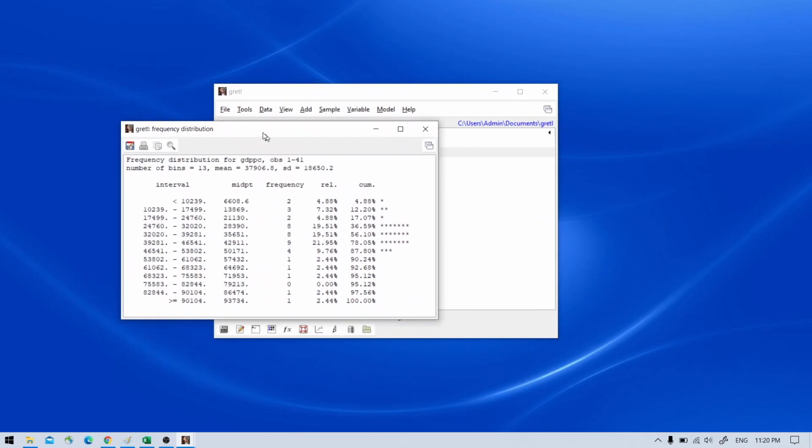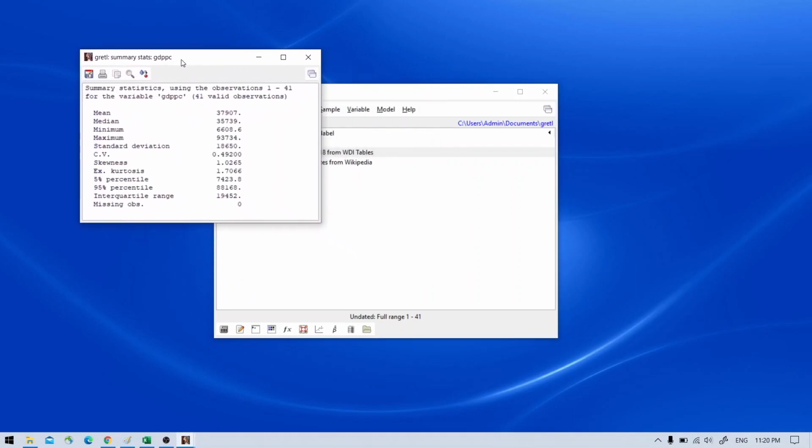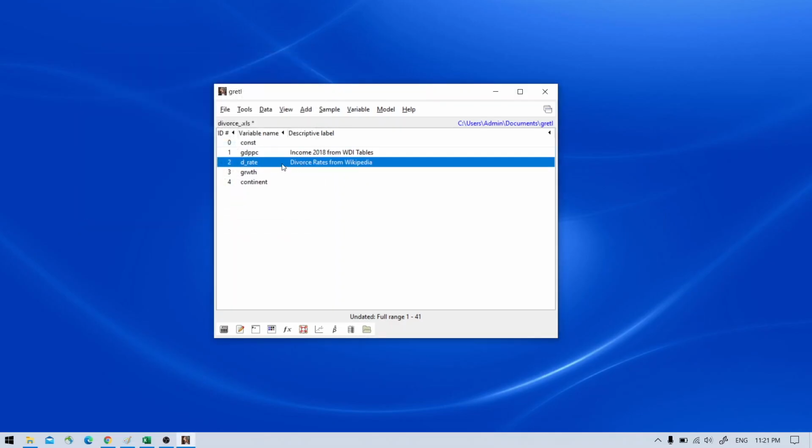But what's the average? You can find this by right clicking and choosing summary statistics. There you go. It's a good idea to always observe the mean. So it's about 37,000 to 38,000 US dollars per year for the countries in our sample. You can also look at what we call the standard deviation, so plus or minus around $18,650.